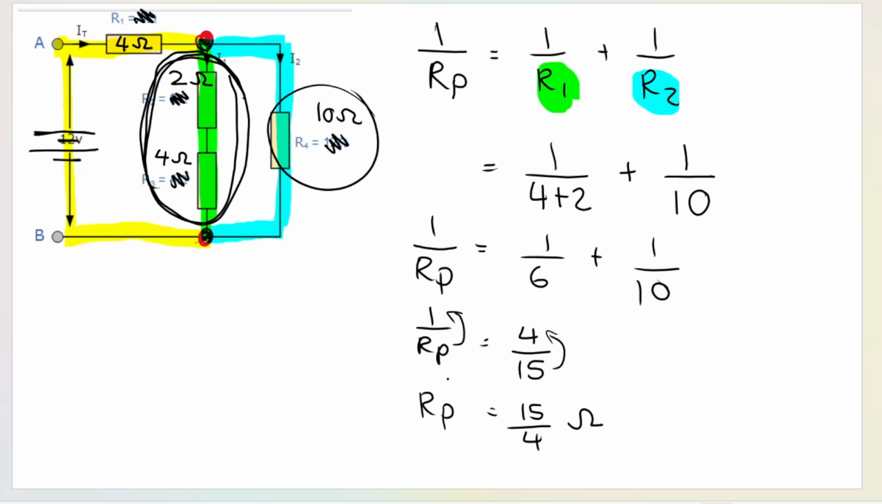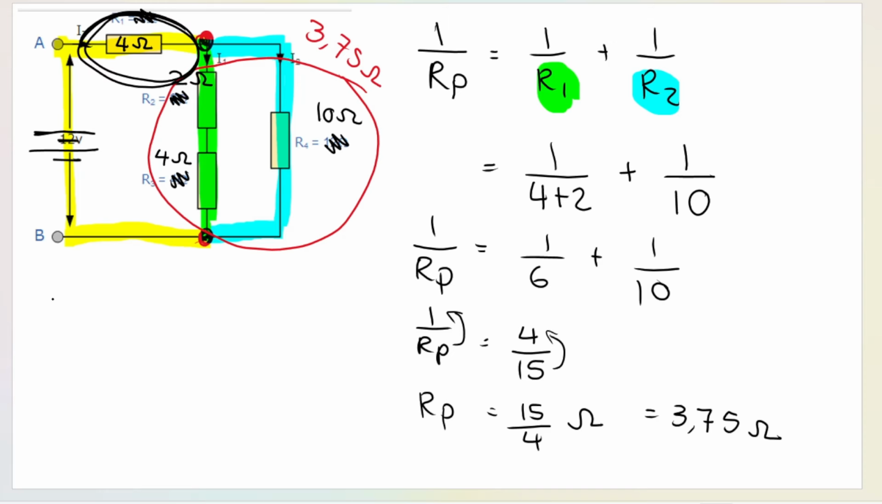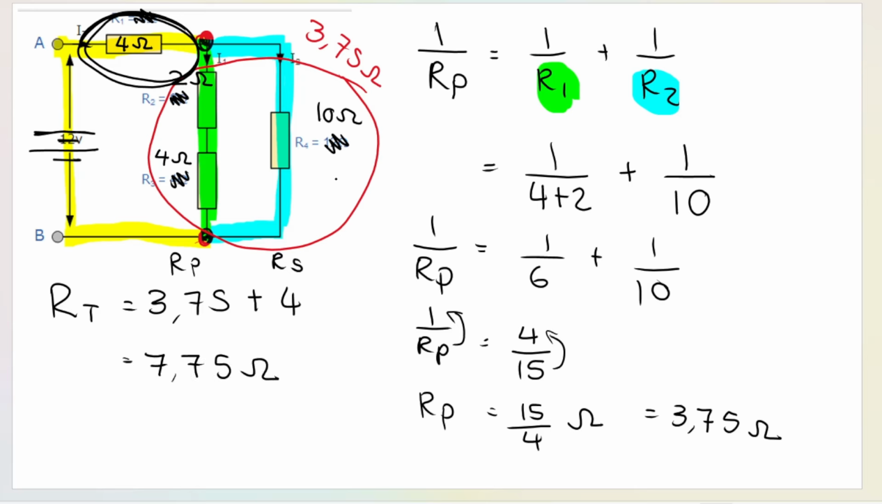If you want to write that as a decimal, you can. So 15 over 4 is 3.75 ohms. Now, what we just calculated is the resistance of the parallel connection. So this thing basically has a resistance of 3.75 ohms. But remember, we are looking for the total resistance of the circuit. So we must still add this resistor in series. So the total resistance is 3.75, which is basically the resistance in parallel, plus 4 ohms, which is basically my resistance in series, and we get 7.75 ohms.